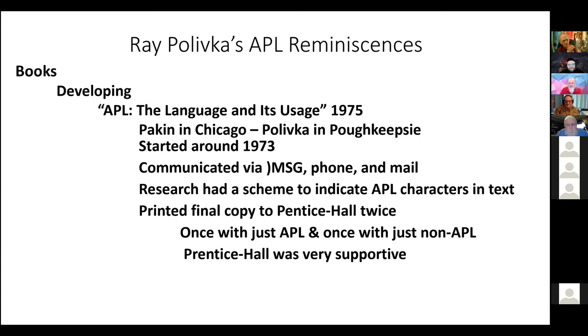It got done. Prentice Hall was very supportive. And so I can't show you, but I can show you the book. It's 579 pages of APL. It was interesting. I don't know how all the other books sold, but an interesting thing: after 1975, in the APL classes in Poughkeepsie, all the students got a graduation present. They got a book. I wonder what it was.